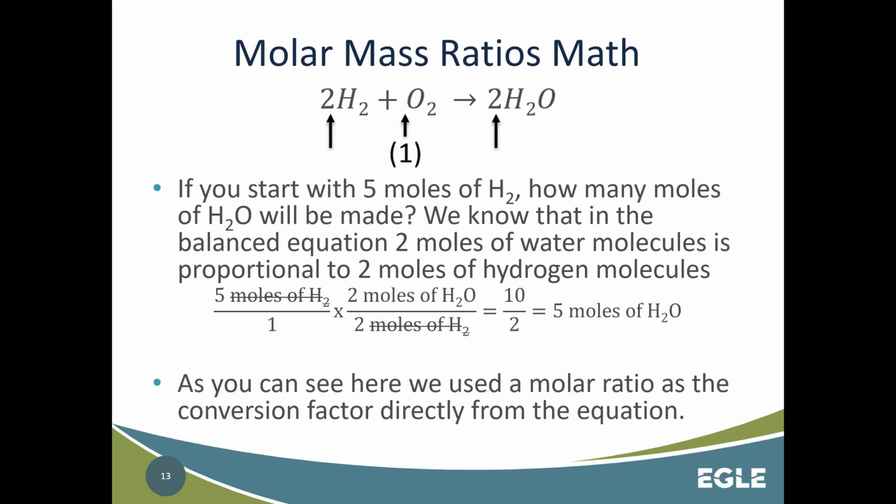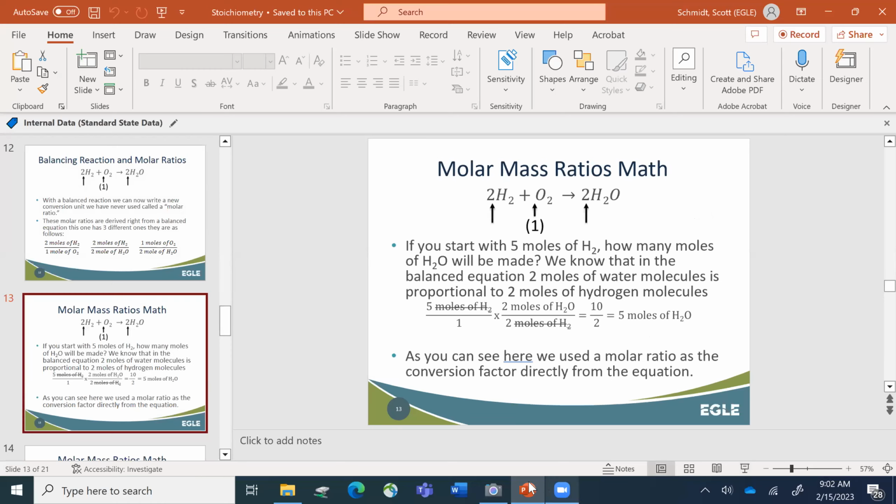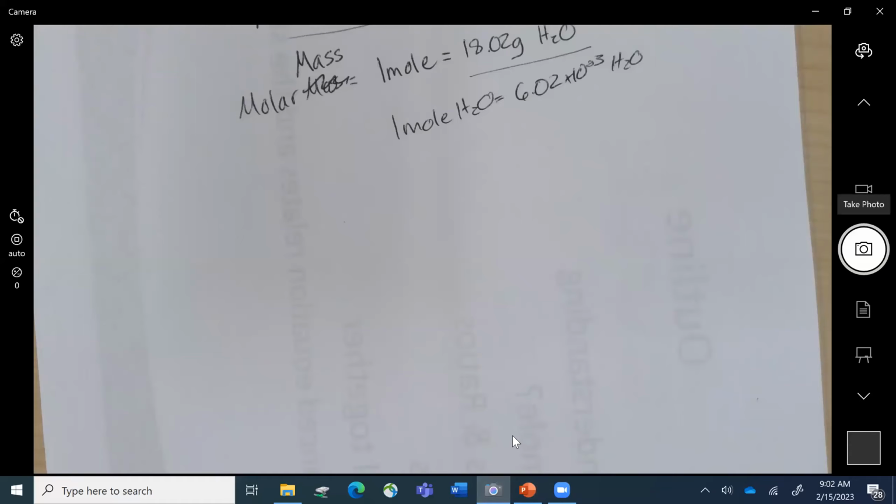So let's start with this example here. I'm going to write all this out. If you start with 5 moles, how many moles of water will you make? All right, so let's balance our chemical equation and look at what this looks like on paper. How would I do this start to finish essentially?